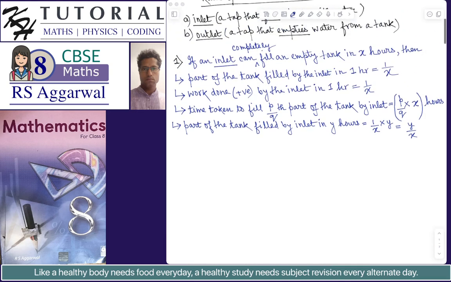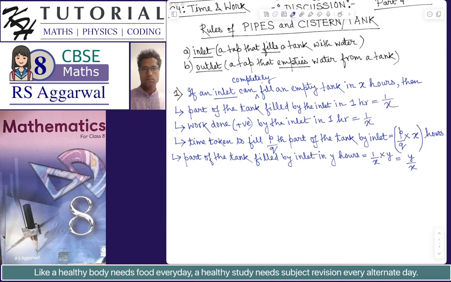So the first rule is that if an inlet, meaning a tap that fills a tank, can completely fill an empty tank in X hours, then what does it mean? What information do we get from this? As you can see the arrow marks, there are 4 pieces of information we need to understand when it is known to us that an inlet can completely fill an empty tank in X hours.